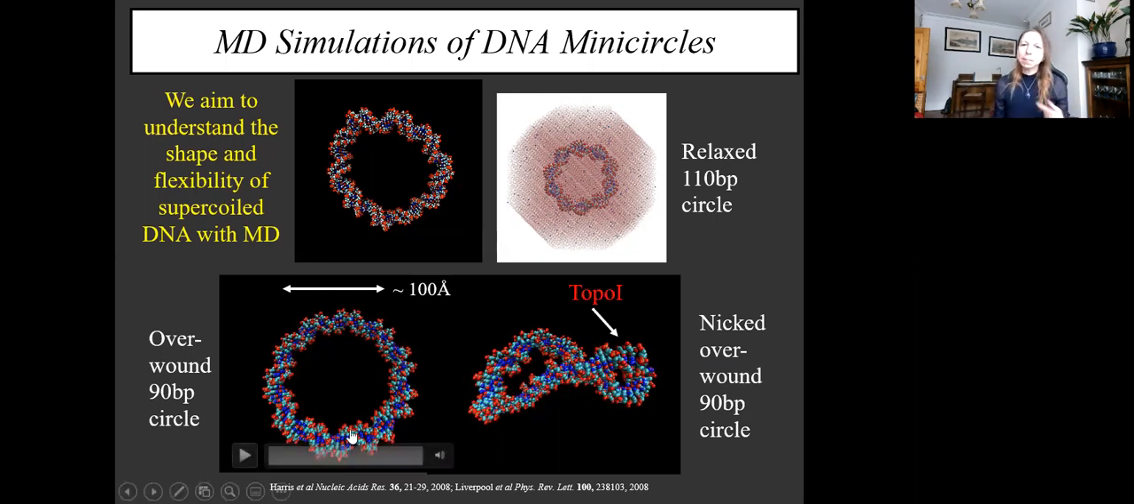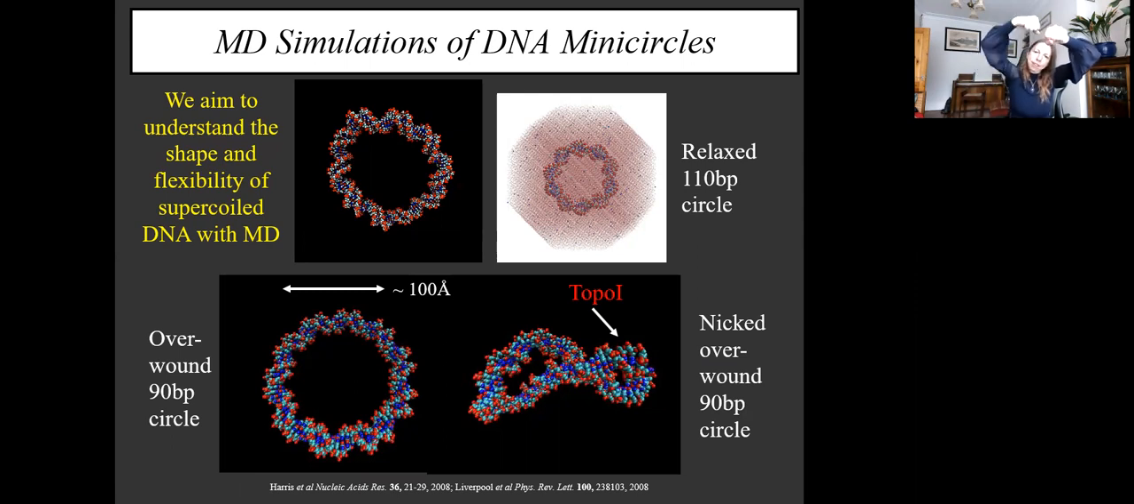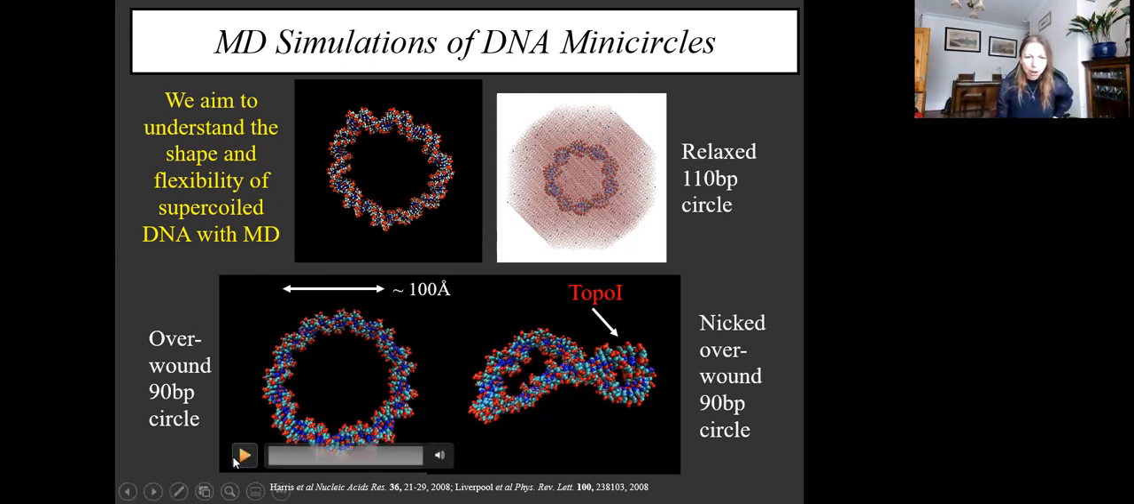Okay, so now here's an overwound DNA circle. What I've done here is I've taken the circle and joined the two ends together, but before I join the two ends together, I twist it one whole turn before ligating in the computer. And let's now watch what happens.